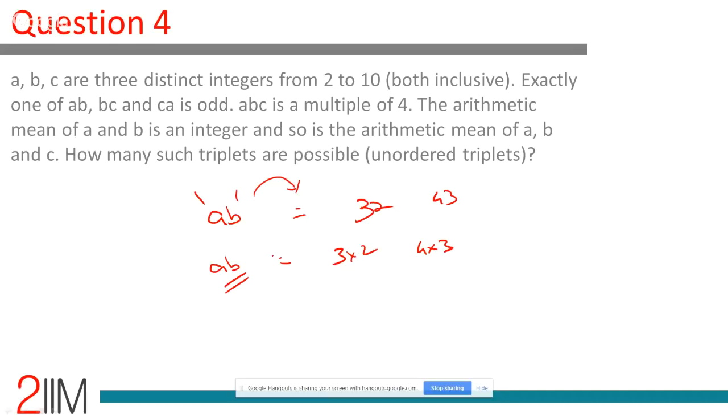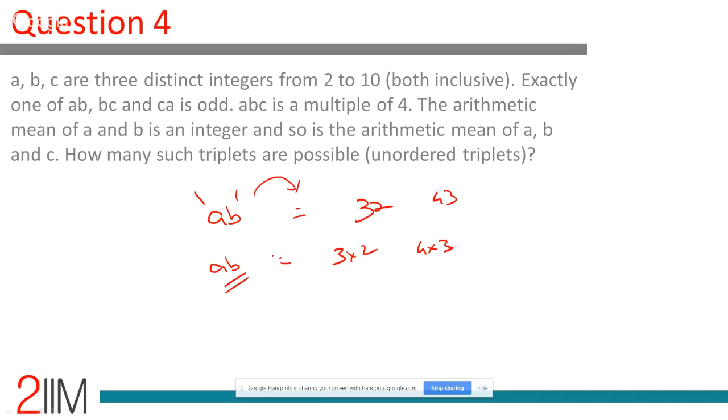Exactly one of A×B, B×C, and C×A is odd. When is the product of two numbers odd? Important to think about that. When can we have a scenario where the product of two numbers is odd? Very vital. Once you crack that, this question becomes very simple.